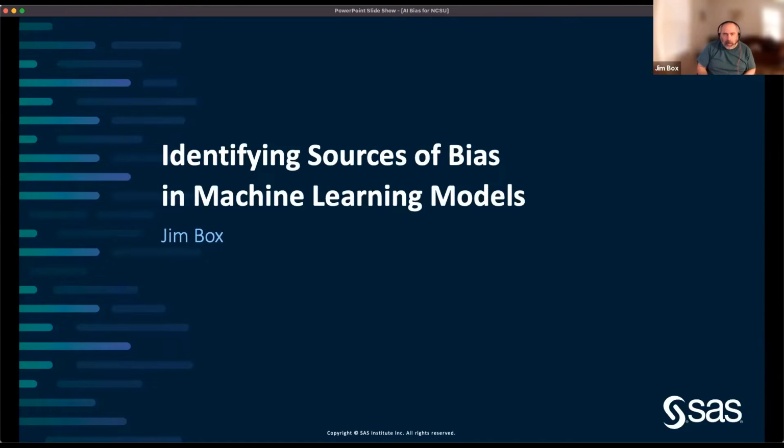And today, we're going to talk about how we as humans can identify sources of bias in machine learning models. And it's a topic that's really sort of important to me and several of my colleagues here at SAS. So hopefully you find this interesting.